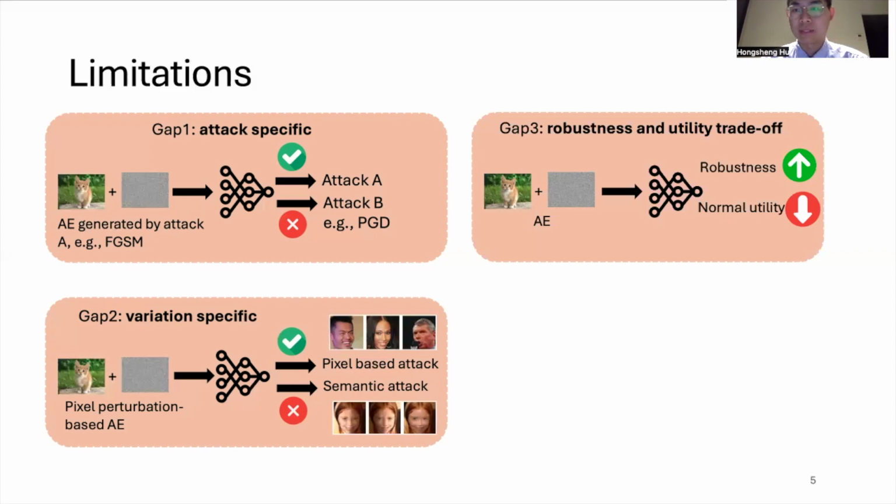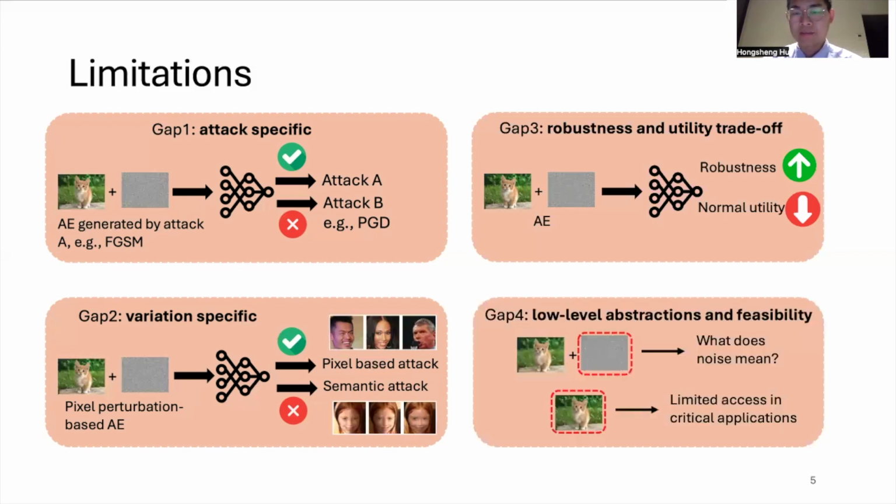The third gap is the robustness and utility trade-off. Because we have put adversarial examples into the training of the model, the robustness of the model is improved, but it will affect the normal utility of the model. The last gap we identify is that the adversarial example has low-level abstraction, and the feasibility of the adversarial example can be a question. Low-level abstraction means it's very difficult to understand what the noise means. And feasibility means in some applications, we only have limited access to the training data, so we can't have plenty of adversarial examples. And this makes the effectiveness of adversarial training based on a large amount of adversarial examples a question.